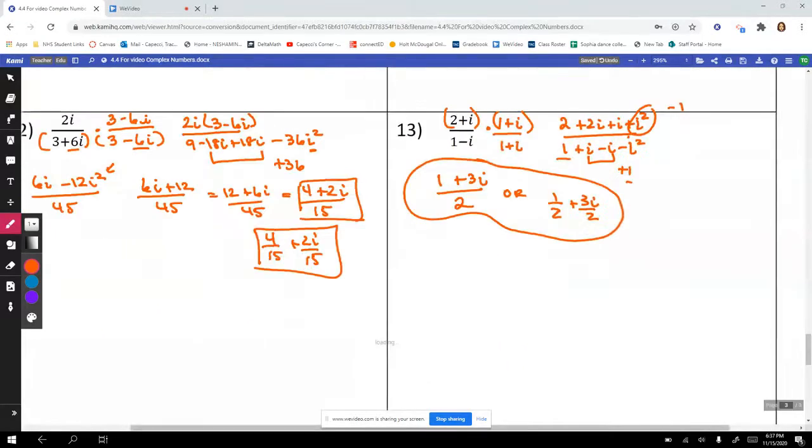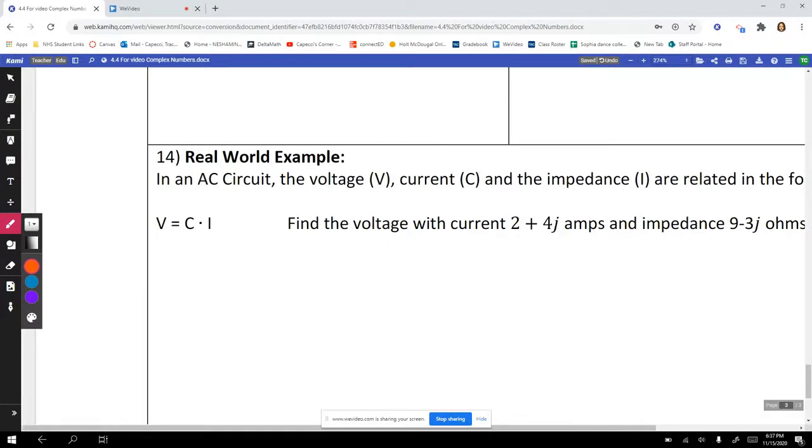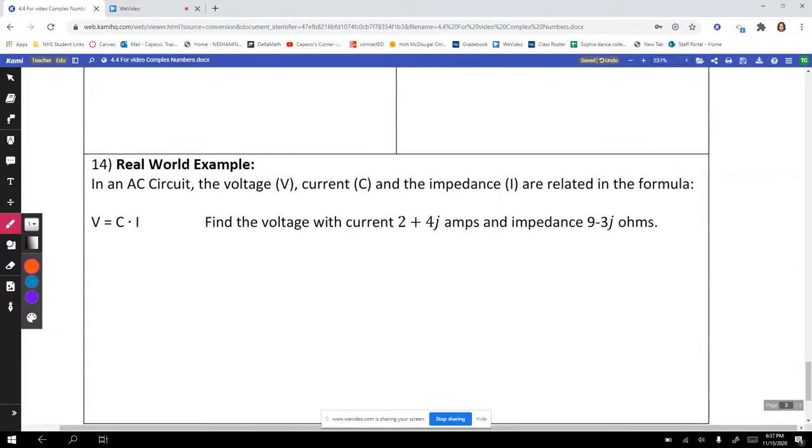All right, for the last problem today, let's take a look at a real world example. In an AC circuit, the voltage, which is V, current, which is C, and impedance, which is I, are related in the formula V is equal to C times I. So find the voltage. So we're solving for V. When we have the current is 2 plus 4j, and then we have 9 minus 3j ohms.